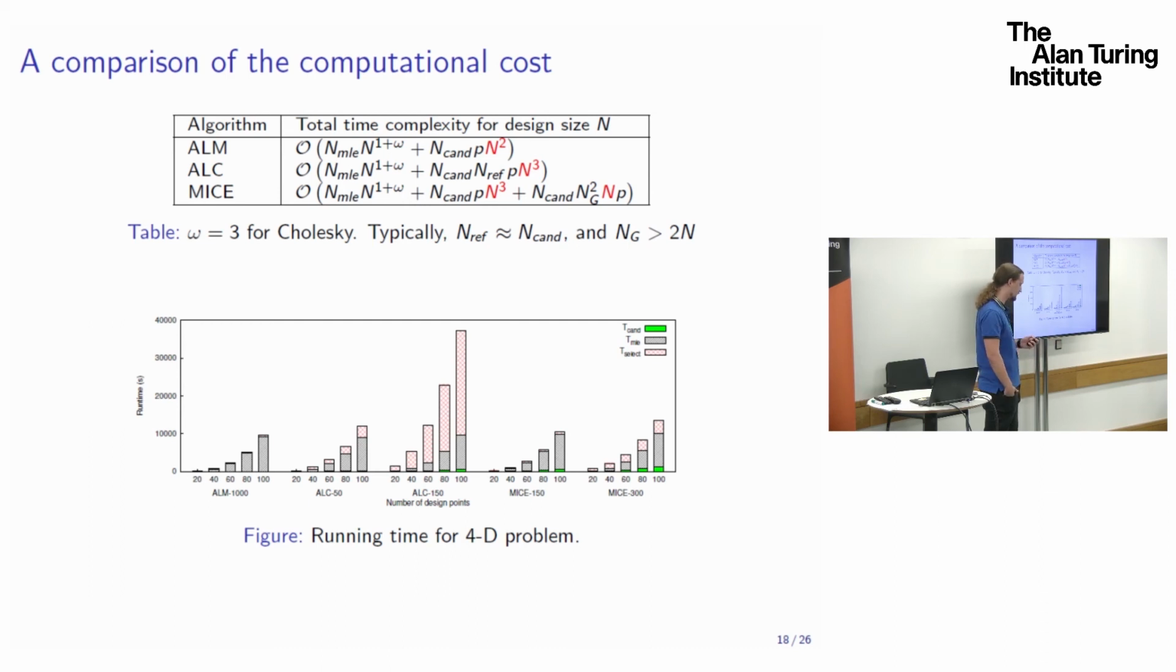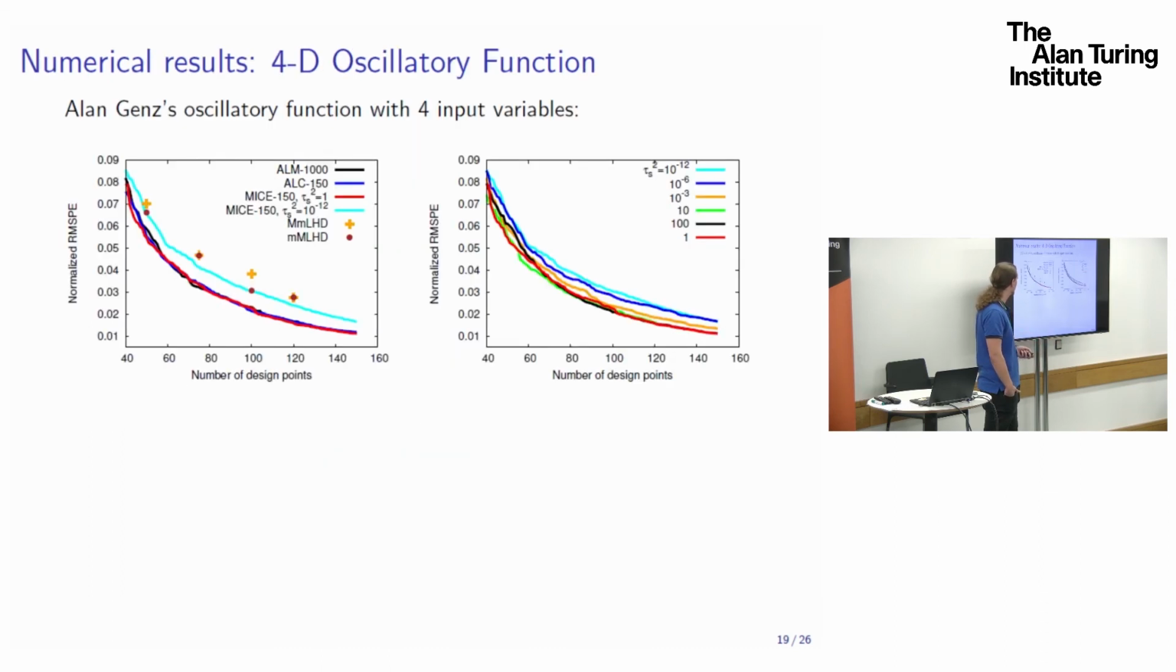And you can see that the integrated variance is very expensive. I will show you some test examples. So this is the oscillatory function. In the horizontal, you have the number of design points, root mean square predicted error on the vertical. And I can just point out that the crosses and so on are basically the maximin Latin hypercubes or minimax Latin hypercubes.